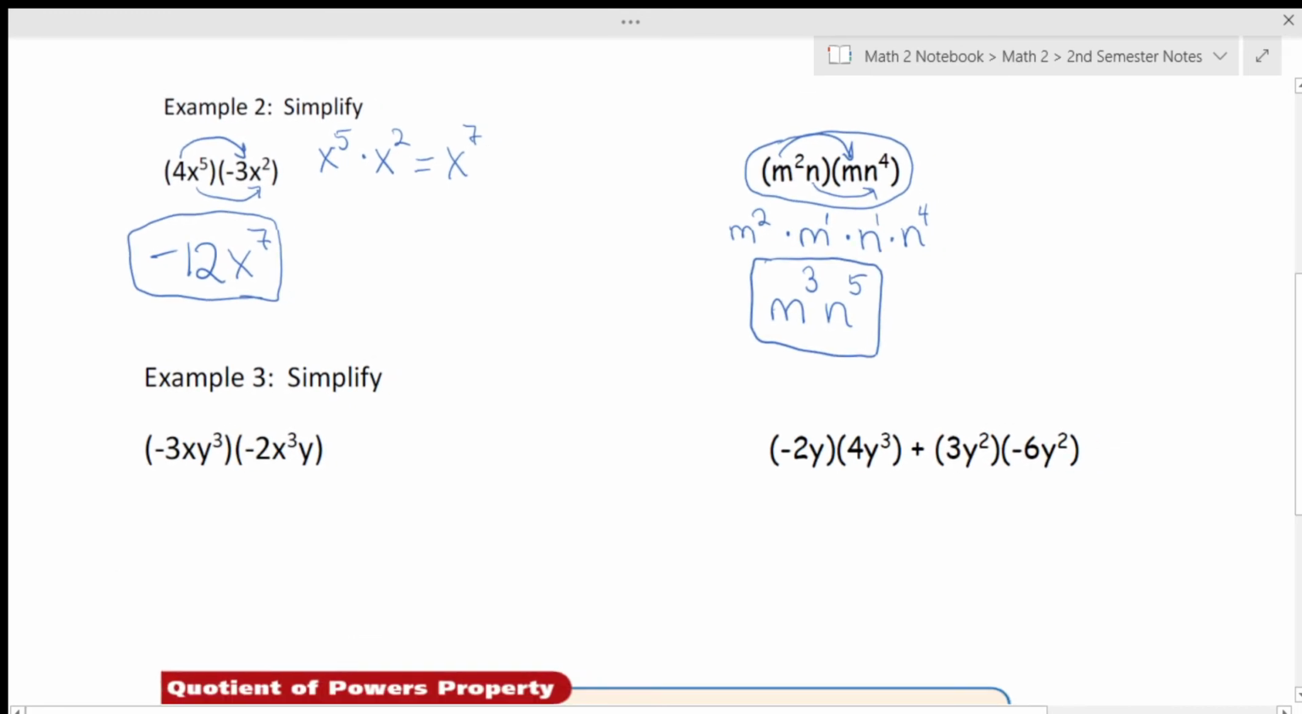Same here, same type of problem. We're going to go negative 3 times negative 2, that is positive 6. x times x to the 3rd is x to the 1st times x to the 3rd, that gives us x to the 4th. And then y to the 3rd times y to the 1st gives us y to the 4th. No negative exponents, no fractions to reduce.